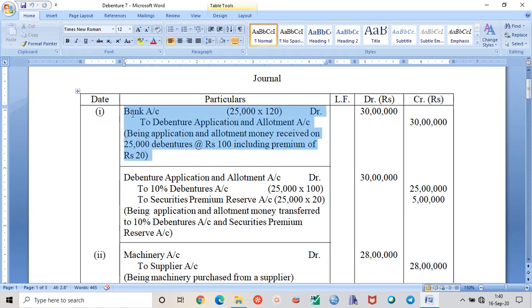So the entry will be bank account debit to debenture application and allotment account. So this is your amount. And when we pass the second entry, this debenture application and allotment account will be debited, and this 10% debenture account will have the amount of 25,000 because company had issued 25,000 number of debentures at rupees 100. And this SPR will be credited with amount of rupees 5 lakh because premium money was rupees 20 on 25,000 number of debentures. So this is your first case.